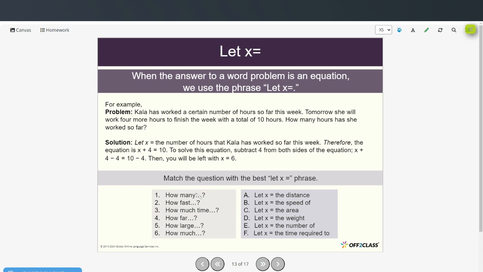So how many would be let x equal the number of. How fast? Let x equal the speed of. How much time? Let x equal the time required to. How far? Let x equal the distance. How large? Let x equal the area. And how much? Let x equal the weight.